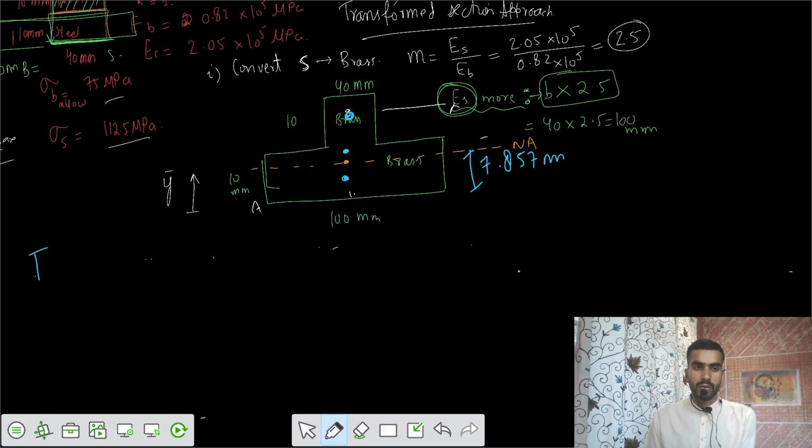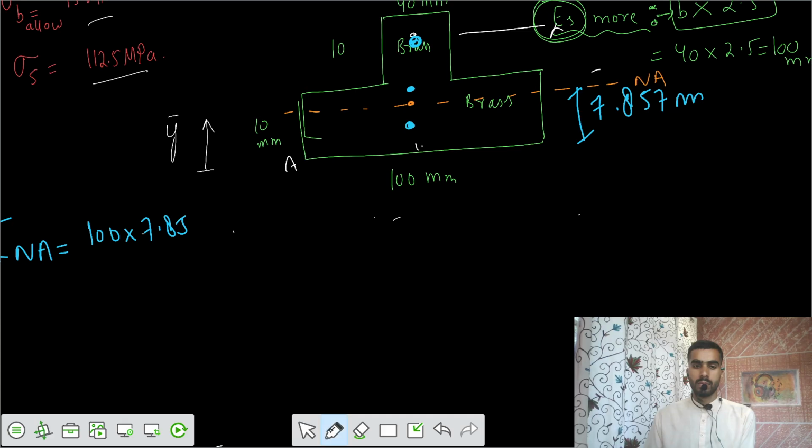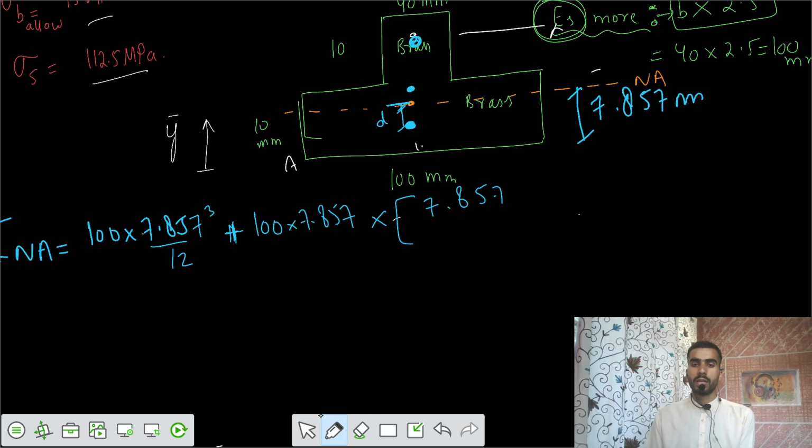So I would say I neutral axis equals, for the first part, b d cube by 12, with 7.857, b d cube by 12, and by the parallel axis theorem, this is acting at the centroid, and I have to see the effect on the neutral axis. So I have this area of 100 into 7.857, and its distance from the neutral axis equals 7.857 by 2, and I have to square that, A d square. So we got this one.